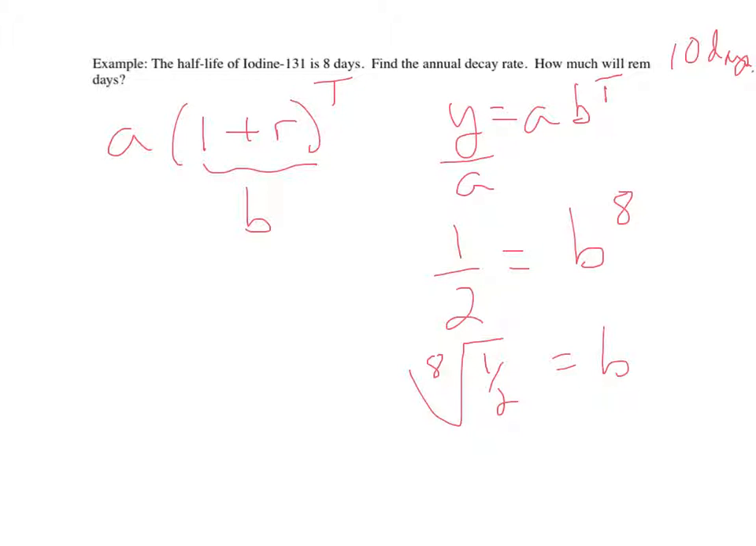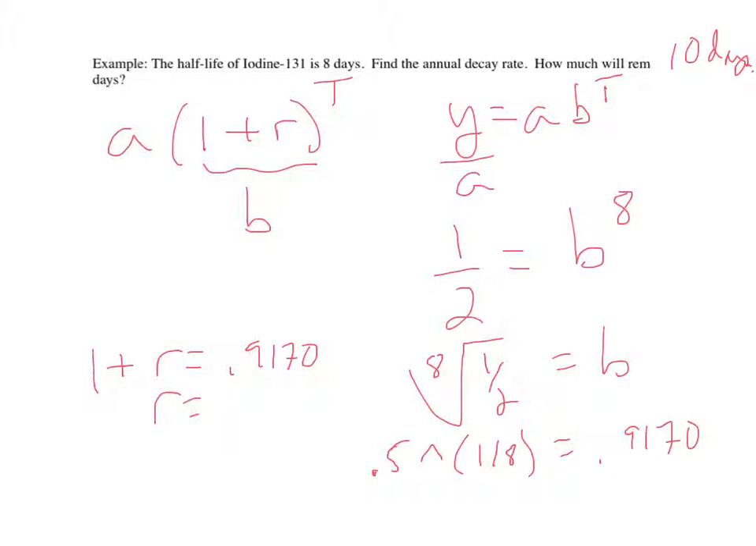In case you don't know how to do the 8th root on your calculator, one way is to take 0.5 and raise it to the 1 divided by 8, because of fractional exponents. My calculator is telling me that the b number is 0.9170, more or less. So to find that rate, we know that 1 plus the rate equals 0.9170. We're going to subtract 1 from both sides. That gives me negative 0.083 if I round. So the decay rate is 8.3%.